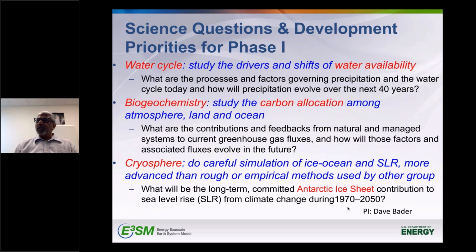And then biogeochemistry, to study how carbon is allocated among the different components of the Earth system, namely the atmosphere, land, and ocean, and what the related feedbacks are. Another factor which is of great concern to society is the impact of sea level rise. Particularly in this E3SM project, we try to understand through our modeling experiments the contribution of the Antarctic ice sheet to sea level rise under projected climate change scenarios.